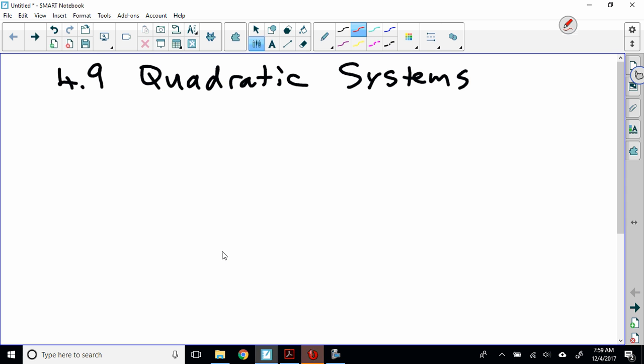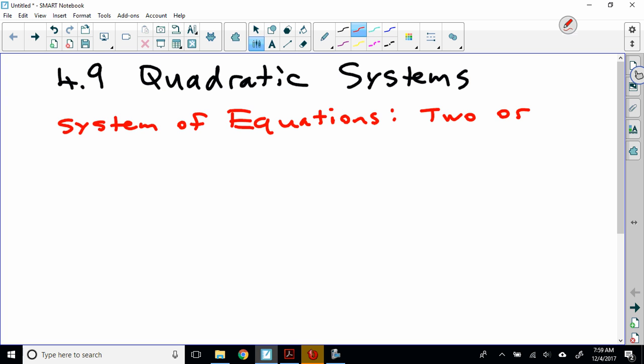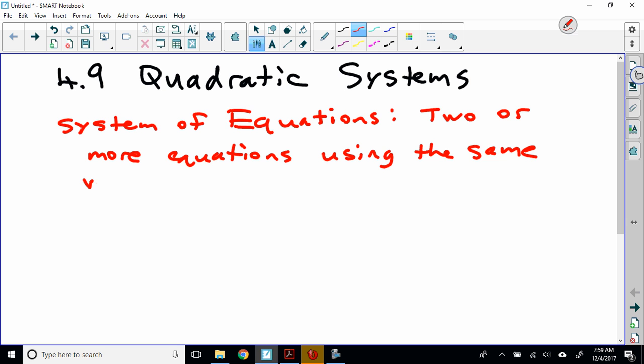So if you remember a system of equations, by definition, is two or more equations using the same variables. So in this class, we kind of skipped a little bit dealing with the systems, but we did look at a couple linear systems and we solved them with matrices.